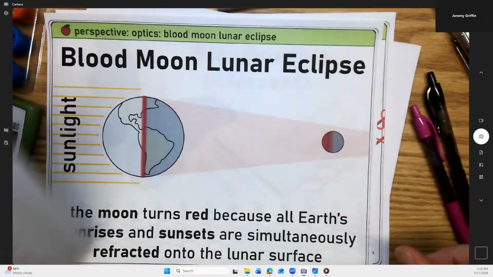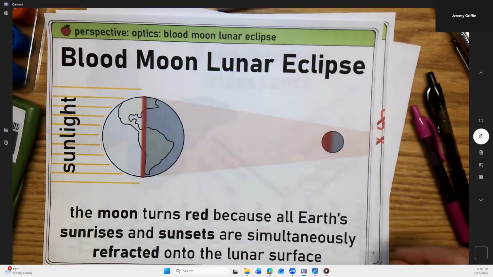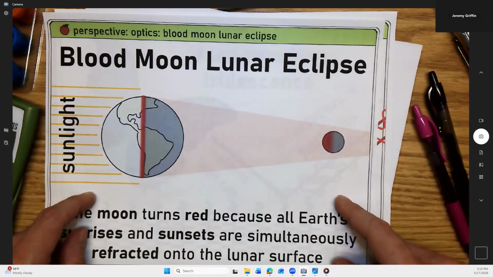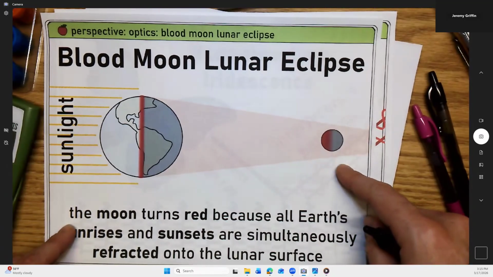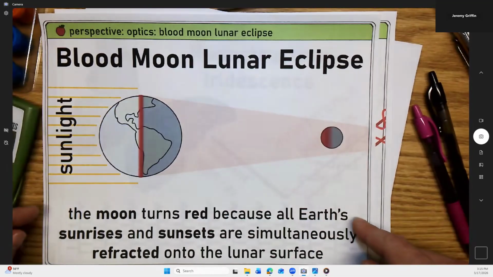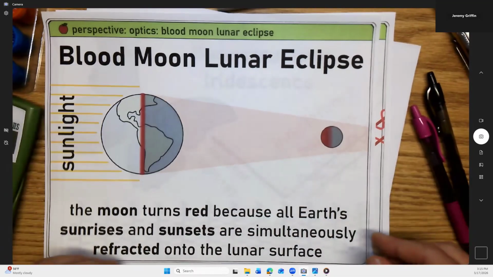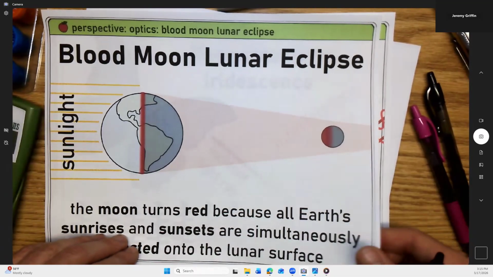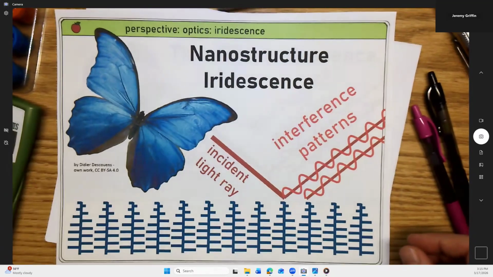Right. I think I showed this one to you guys the other day, didn't I? Because this actually happened kind of recently. Yeah. So why does the moon turn red during a total lunar eclipse? You're actually seeing all of Earth's sunrises and sunsets refracted onto the moon at the same time. So that's a refraction example. Okay. I got some bonus here.